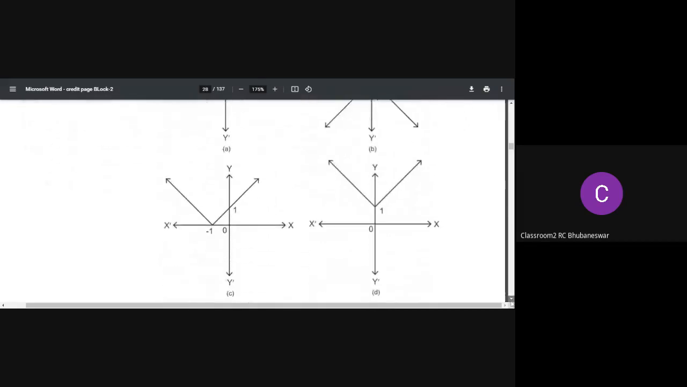This is a graph of the modulus function or mod function or absolute value function, and in the graph you can clearly see that the figure is shifted according to the representation of +1 or -1 from the origin.